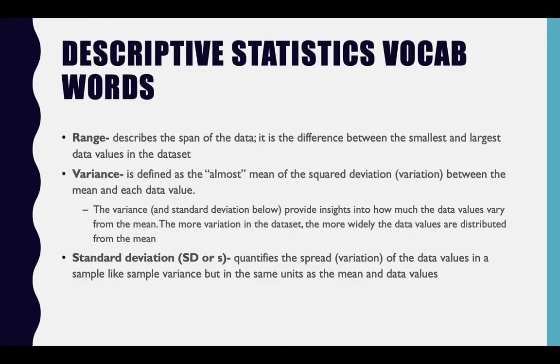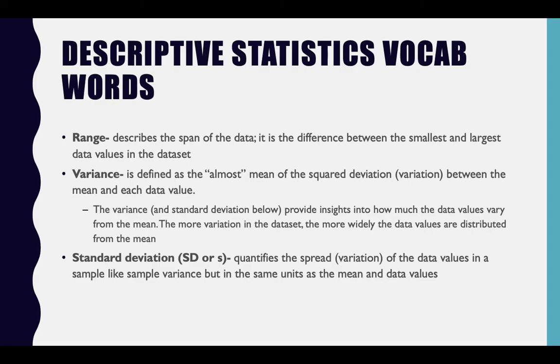All right, so here's range, which describes the span of the data. Basically, it's the difference between the smallest and the largest data values in the data set. Then you have variance, which is like the almost mean of the squared deviation or variation between the mean and each data value. Variance and standard deviation provide insights into how much the data values will vary from the mean. The more variation you have in your data set, the more widely the data values are distributed from the mean.